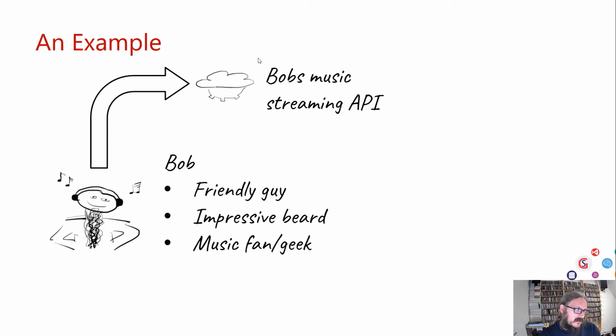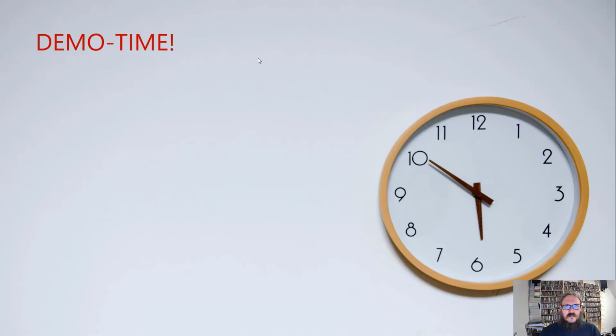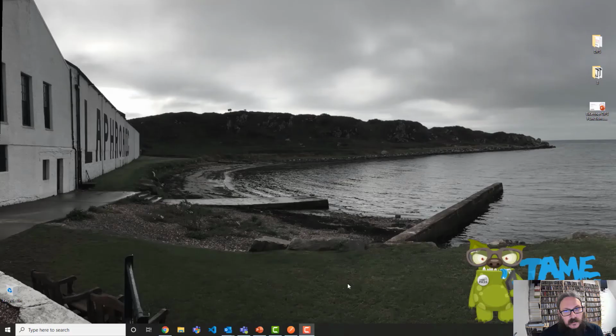And Bob, being the guy that he is, decided that it would be a good idea to secure Bob's music streaming API, but not secure it with a standard authentication protocol, but with a protocol that he invented and that he tried to sell several times to Microsoft, but that they never bought from him. And it's called Basic Easy Access Resource Defense, so BEARD. And with all that said, I would like to show to you Bob's music streaming API in a short demo.